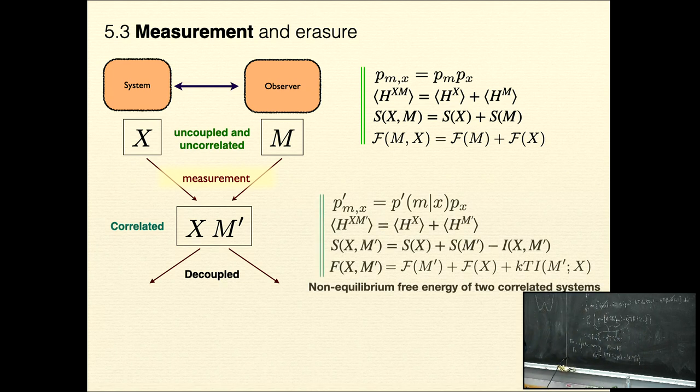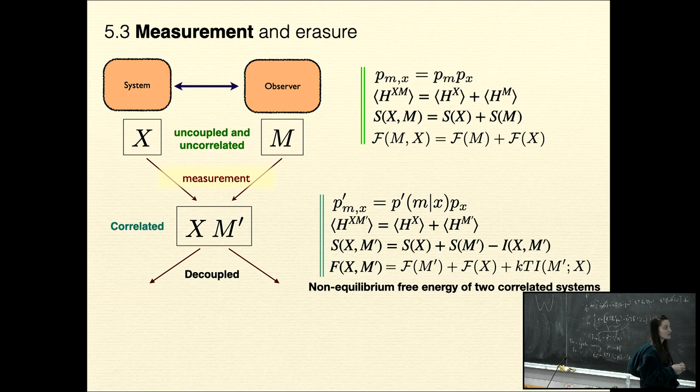But once we do this measurement, there are going to be correlations. So now the probability to be in M and X is going to be the probability of your system to be in the microstate X, times the conditional probability for your memory to be in M, given that your system was in X. Of course, if we have an ideal measurement, this should be one, because you want perfect correlation between the state of your memory and the state of your system. The energies are still going to be additive. This is because we decoupled the two. There is just in the Hamiltonian one term for the system and one term for the memory.